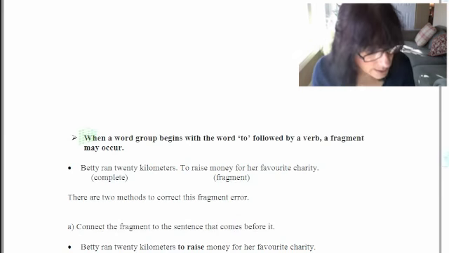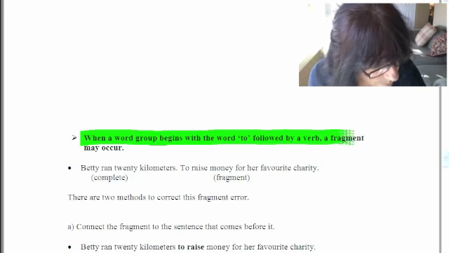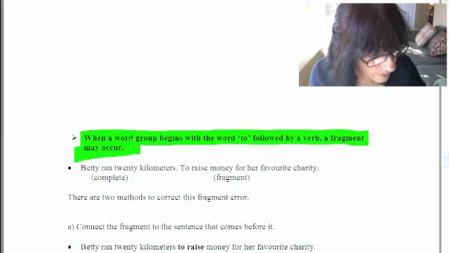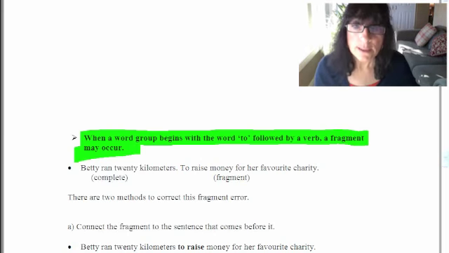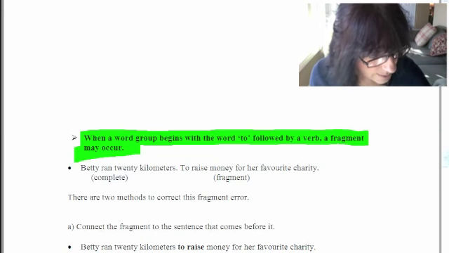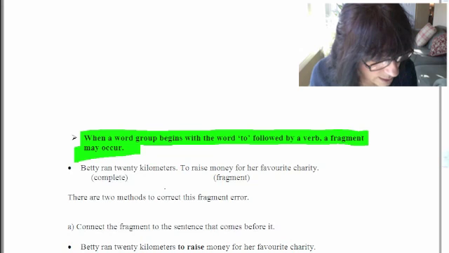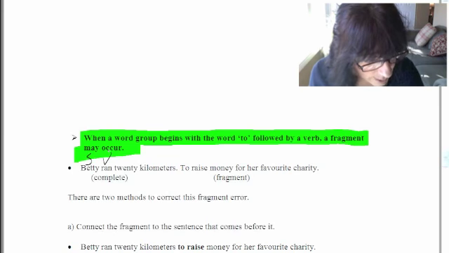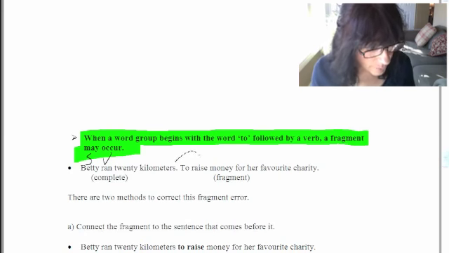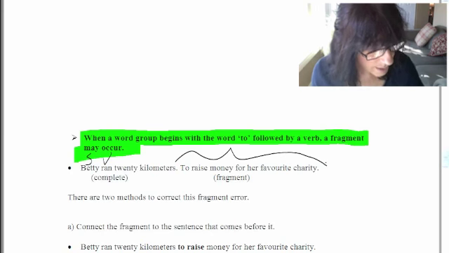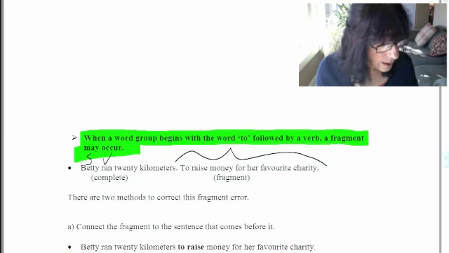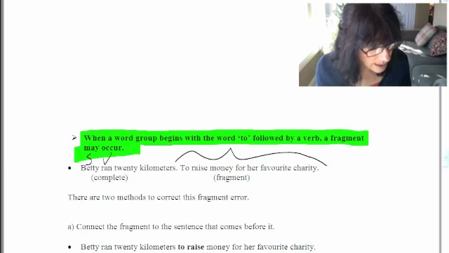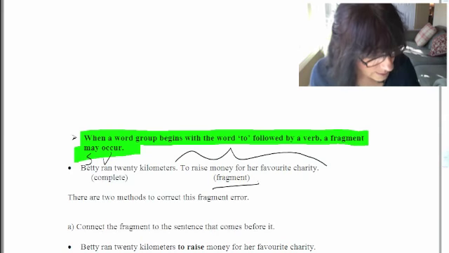And another point here, when a word group begins with the word to followed by a verb, a fragment often occurs. Now let's see what I mean by this. In this sentence, Betty ran 20 kilometers to raise money for her favorite charity. This is complete. You've got a subject, you've got a verb. It's a short sentence, but this is complete. Betty ran, and you know how far she ran. But this second word grouping, to raise money for her favorite charity, it's a fragment because you have no idea who's doing the raising of the money. It's an incomplete thought. It's a fragment.